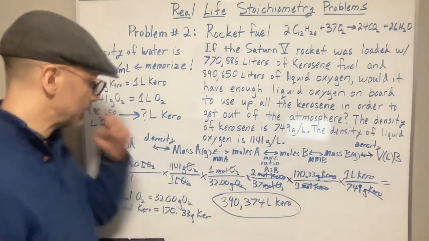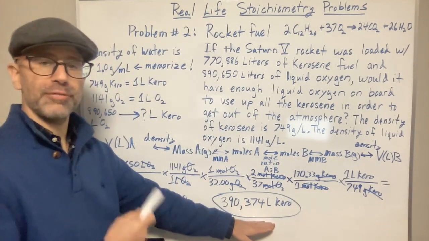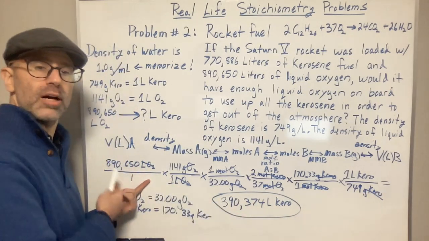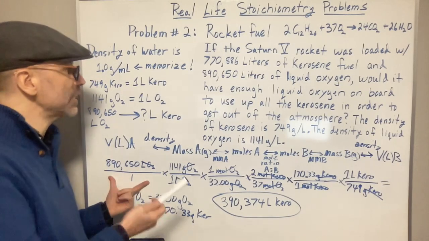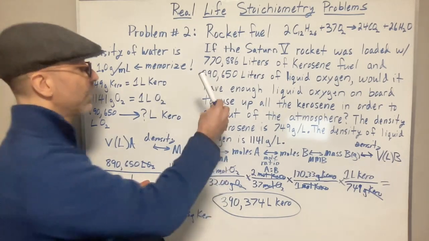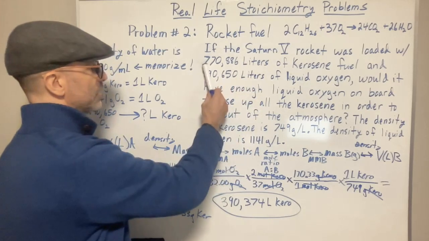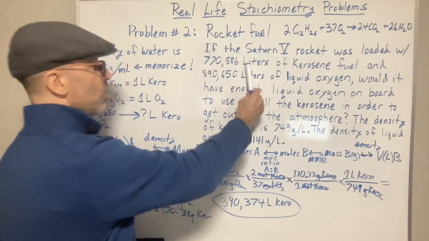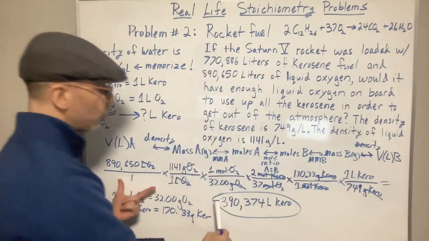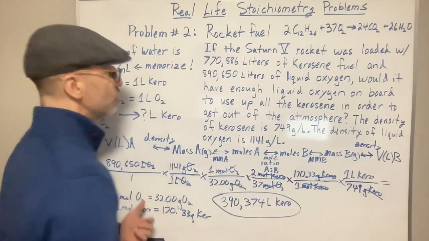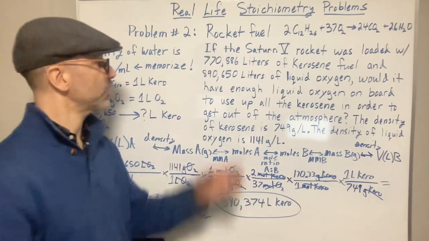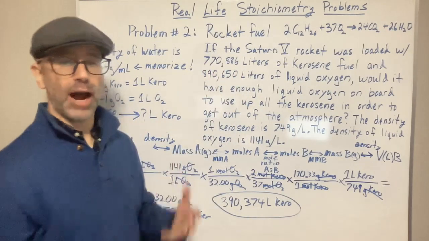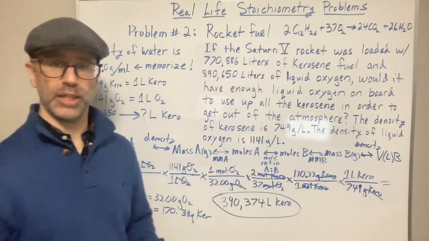What this means is this is the amount of kerosene that would react with this given amount of oxygen. But what is the amount of kerosene that we're given in the rocket? This is the amount of kerosene, 770,889 liters. But the amount of oxygen we have only reacts with this amount of kerosene. So we don't have enough oxygen to react completely with all of the kerosene. Therefore, the rocket will not be able to leave the atmosphere.